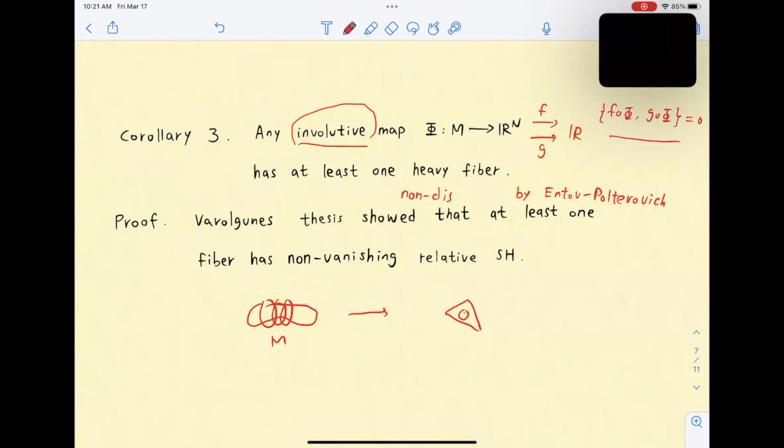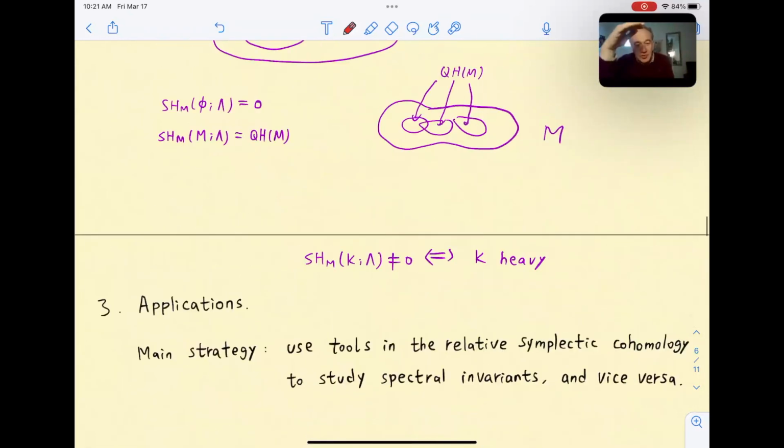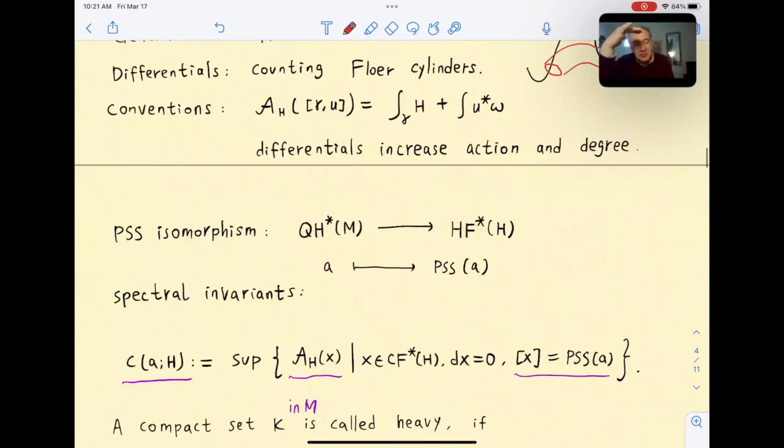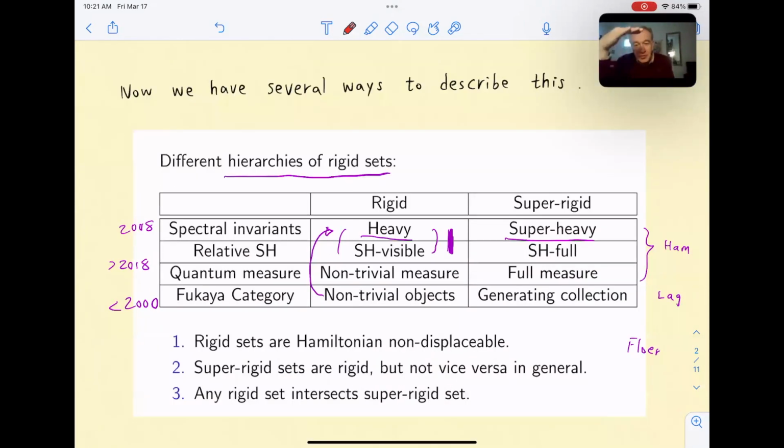One question. In this table which you showed to us at the very beginning, there was this remarkable line number 4, namely about some counterparts of the story within the Fukaya category. Could you please comment on this?